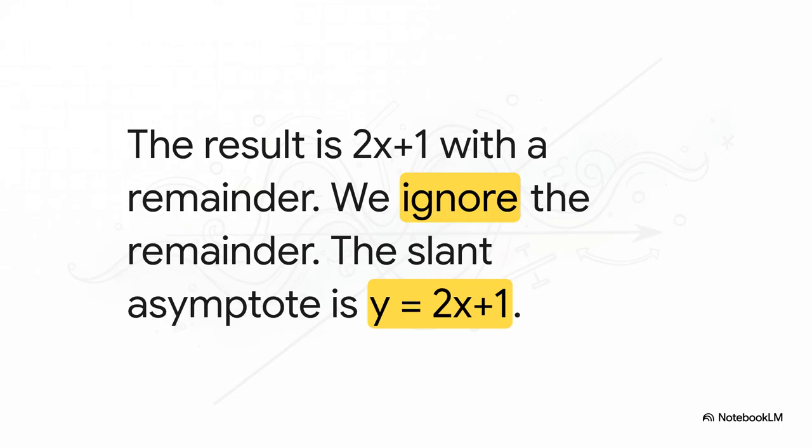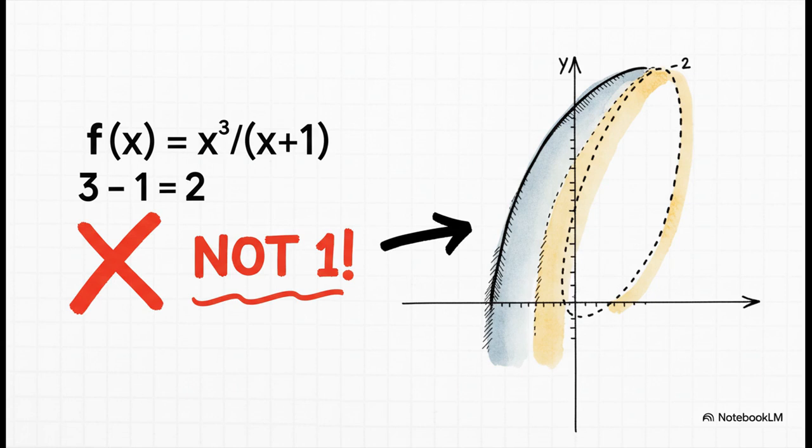But what did we say about the remainder? We don't care about it. Just toss it. The slant asymptote is simply the quotient, so our answer is the line y equals 2x plus 1. Done. Now this is super important too, knowing when not to look for a slant asymptote.